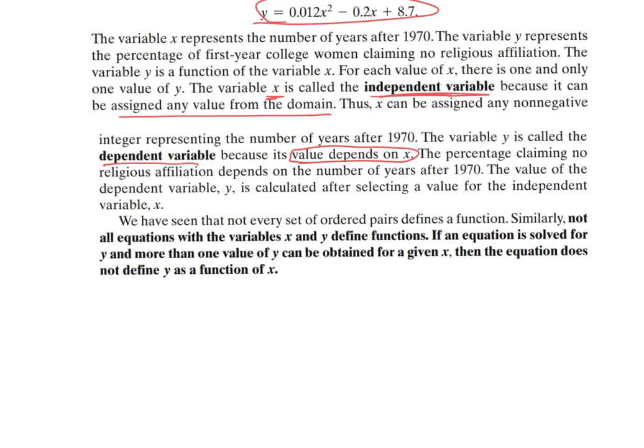Not all equations with variables x and y are functions. So just because it has an x and y doesn't mean it's a function. If an equation is solved for y and more than one value of y can be obtained for a given x, then it is not a function. And we'll see that in an example.